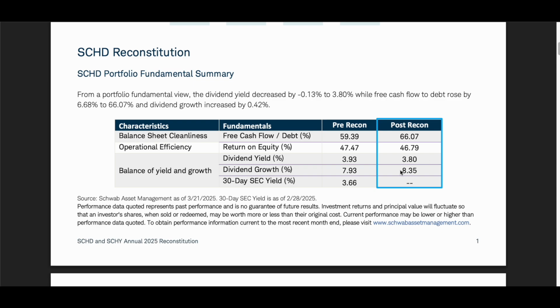And then we got the dividend growth. This is something that's huge: it went from just under 8% to now about 8.4%. So that's huge. The companies that SCHD is holding are constantly giving dividend raises, giving big fat payments to their shareholders. We'll talk a little bit more about that coming up.